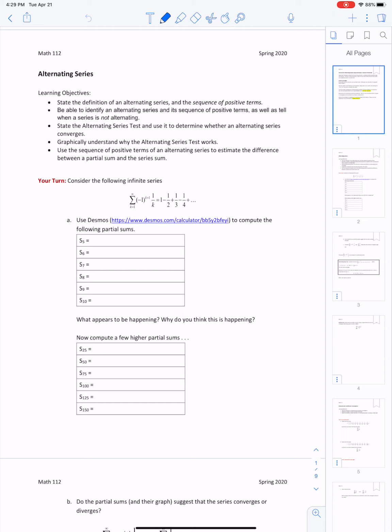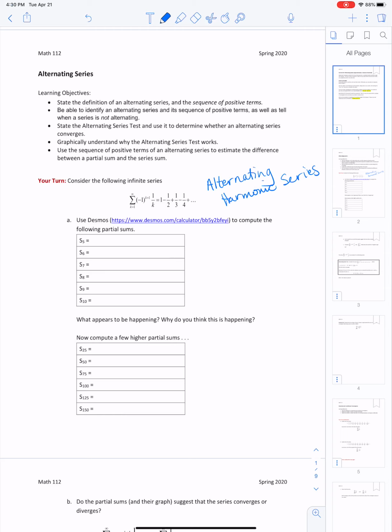I'd like to start by considering what's known as the alternating harmonic series. And so that series is 1 minus 1/2 plus 1/3 minus 1/4 plus 1/5 and so on. So it can be written in sigma notation as I have here.